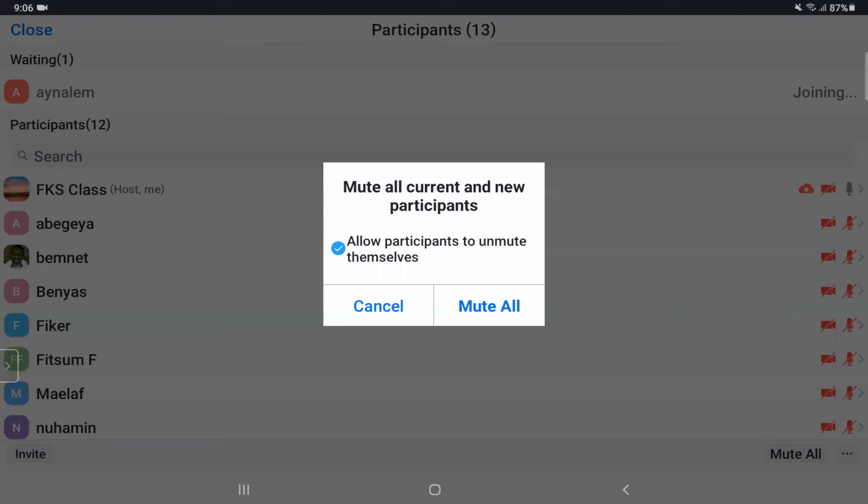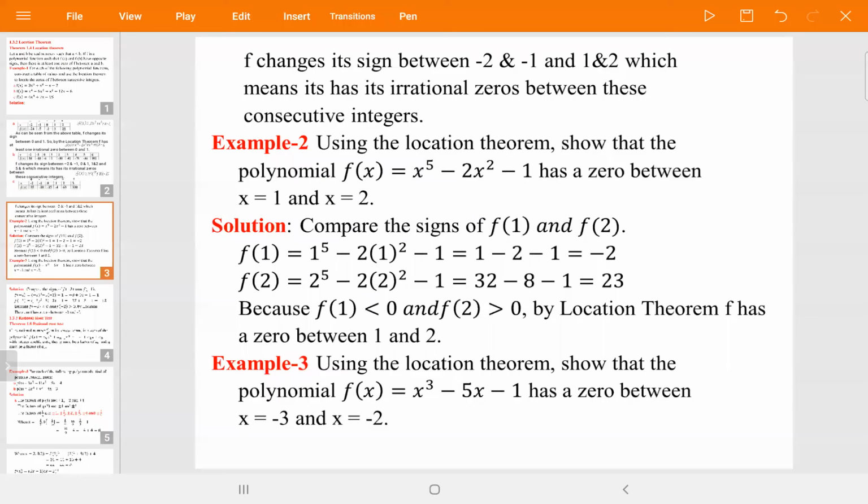I think the location theorem is difficult to understand. It is a matter of remembering the content of its theorem in order to see where the given polynomial changes its sign as the value of x changes from a given integer to another integer.